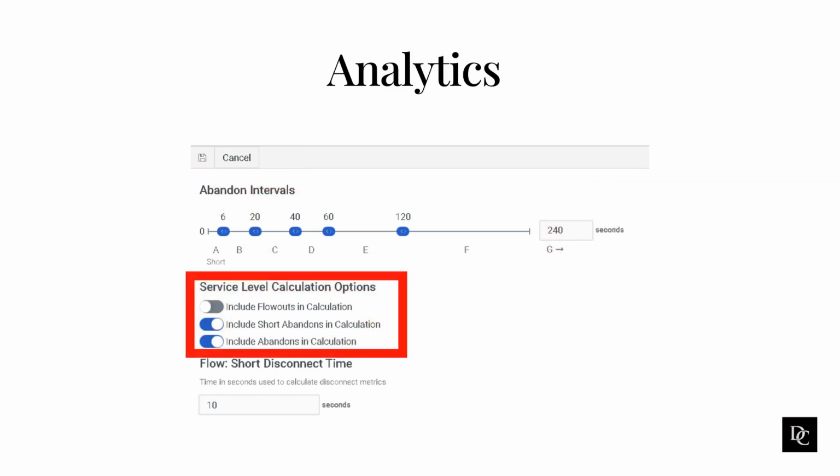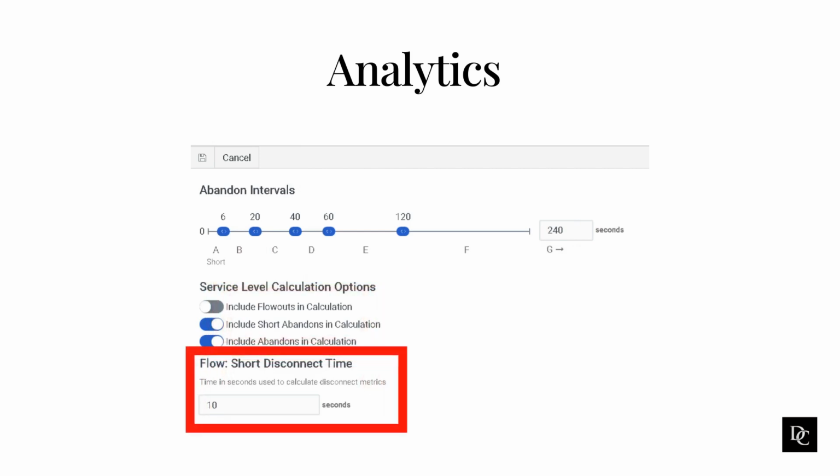Administrators can choose whether to include flowouts, short abandons, or abandoned calls in their contact center's service level calculations. Service level is visible in several queue-based views and reports, such as the Queue's Activity Summary View and Queue Metrics Daily Report. Finally, for short disconnect time, set the length of the short disconnect time for the flow's performance summary and detail views.